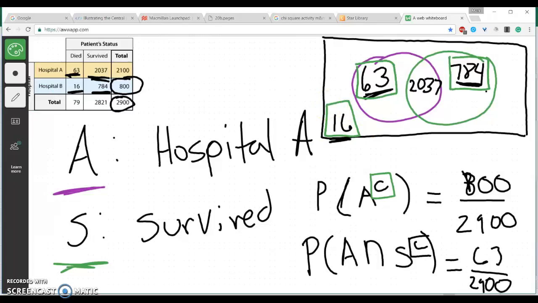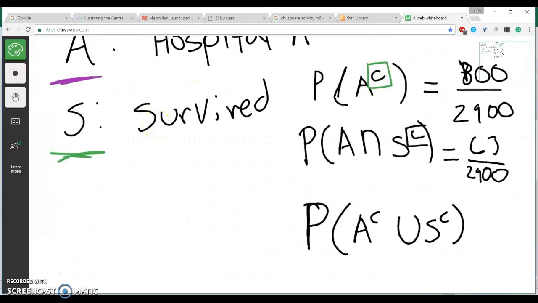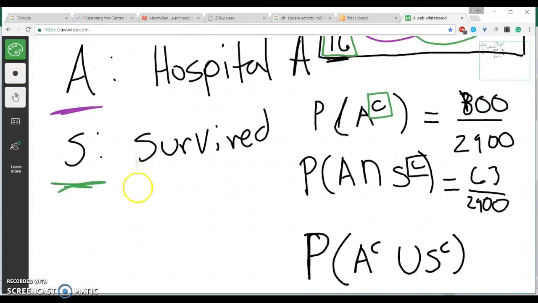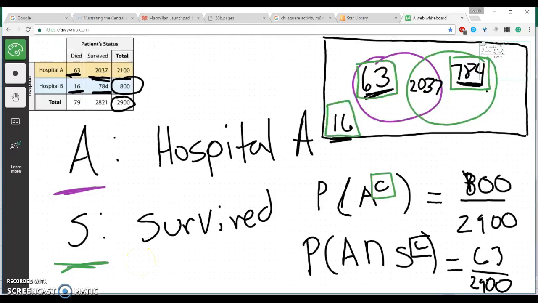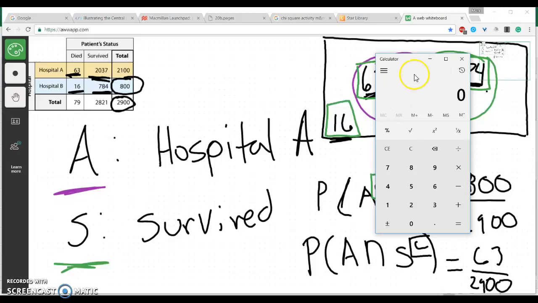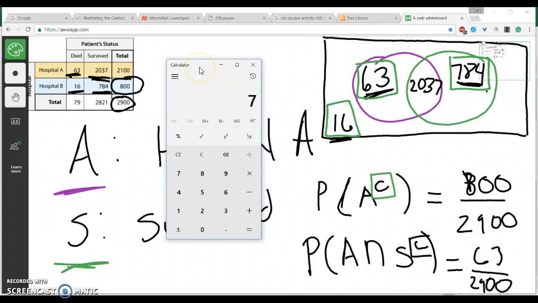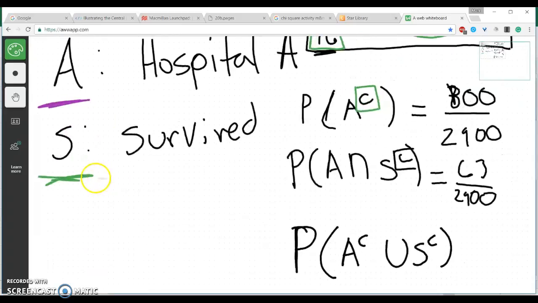So essentially, if you say something is not in A or not in S, it's going to be everything except where both those things are true, which is where they're both in A and S. So we would take 63 plus 784 plus 16, and we're going to just do that really fast. So 784 plus 63 plus 16. So that would be 863.